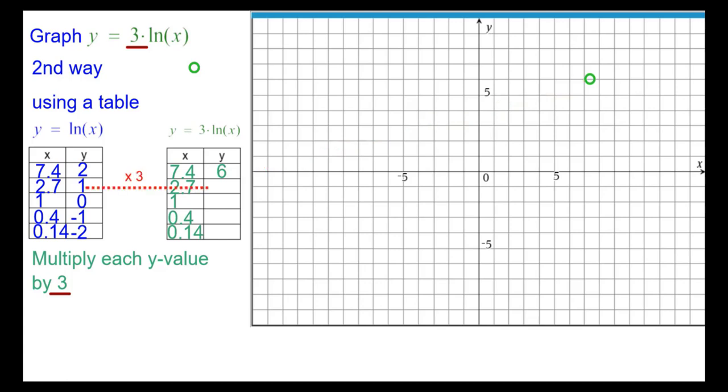1 times 3 is 3. Over e, 2.7 and up 3. So go ahead and finish the table, finish plotting the points. Press pause until you're done, and then resume when you're ready.